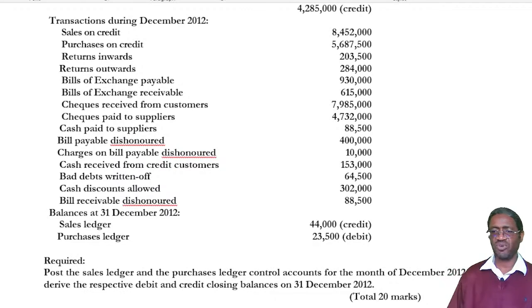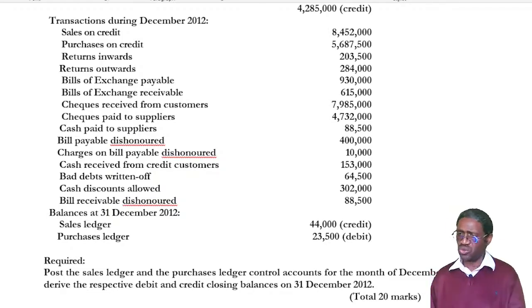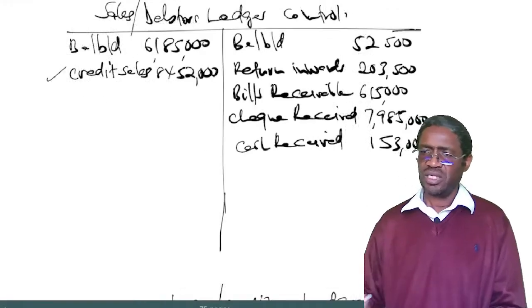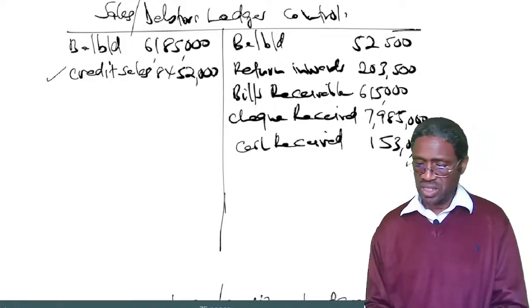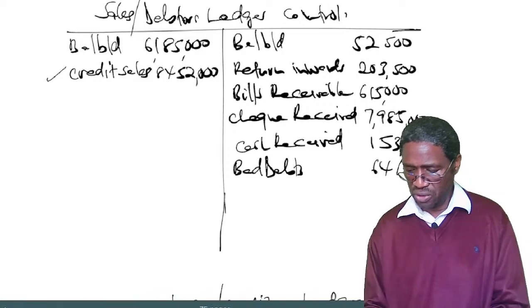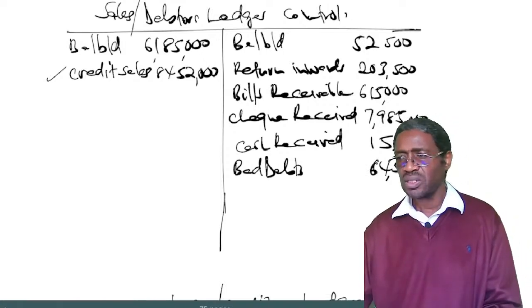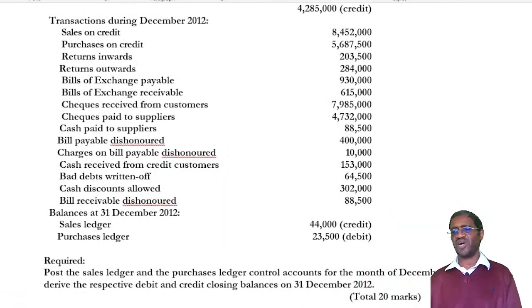After cash received from customers, I can see the next one is bad debts written off. That's good. We had just sold goods to a customer. He can't pay us now. Write him off. How much? 64,500. I hope I'm picking the right one. Yes. Bad debts. We sold goods to a customer. We debited. Now that he can't pay us, we credit. And we come and see your bad debts. 64,500. Let me confirm the amount. Yes, 64,500. Next.